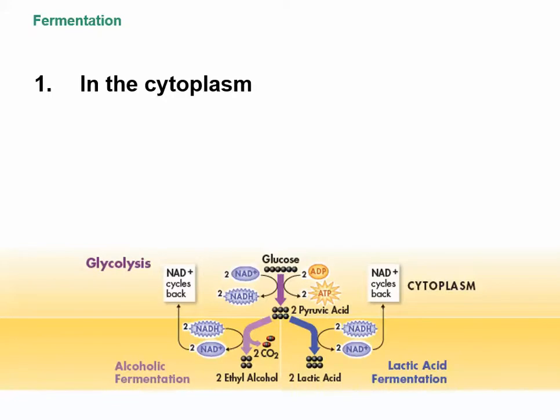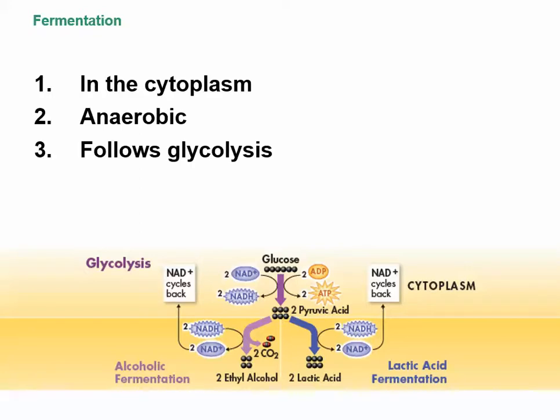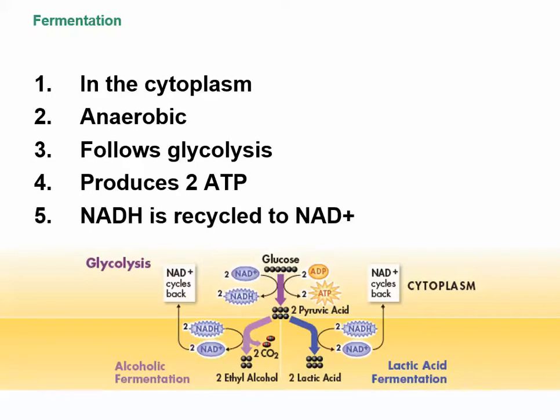So fermentation occurs in the cytoplasm. It is an anaerobic process, meaning no oxygen is involved. It follows glycolysis, so you still have glycolysis, and then it goes into fermentation. And it produces 2 ATP. Those 2 ATP are produced in glycolysis. And in the fermentation process, you have NADH, which is produced, and it's going to be oxidized to NAD+, and that NAD+ gets recycled back to glycolysis in order for glycolysis to occur.